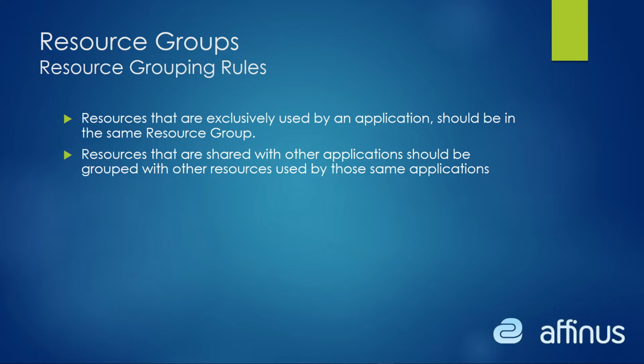However, if any resources used by an application are shared with other applications, they should not be in the same resource group. They should be grouped with any other resources that are shared and used by those same applications. So, if I have a common database that is used by 5 applications, it should be in its own resource group. And if there was an API app that was used by those same 5 applications, it should be in the same resource group as well.